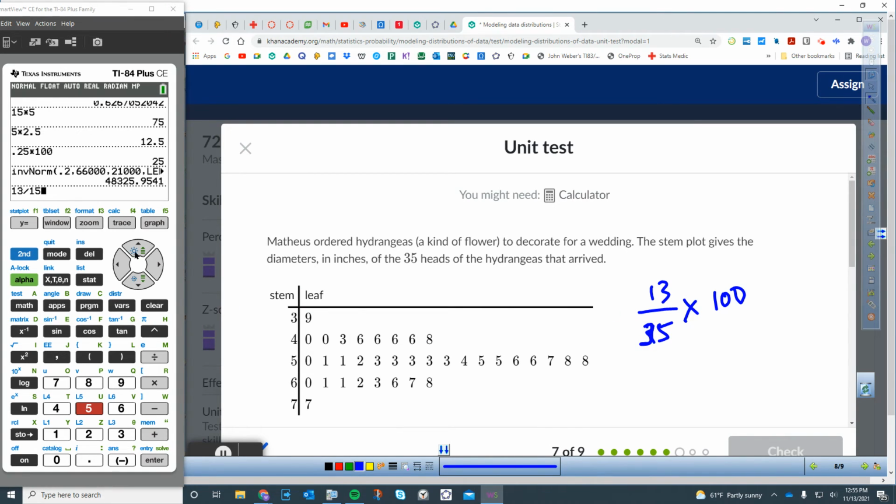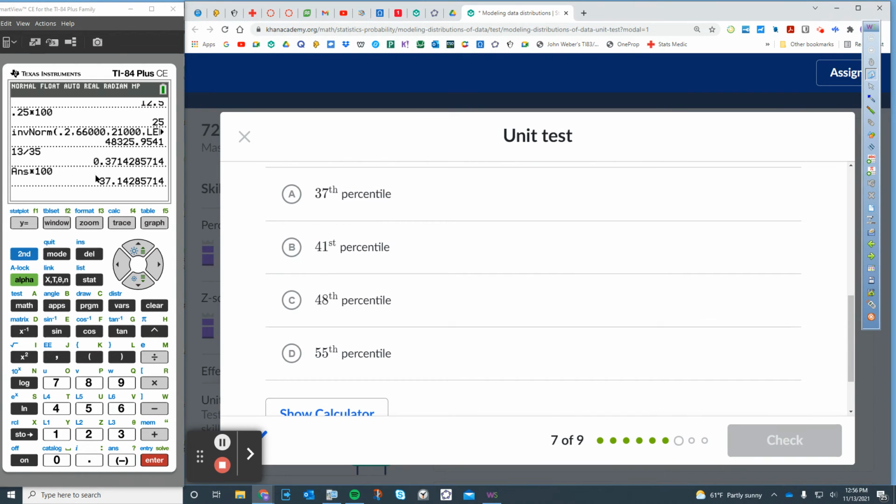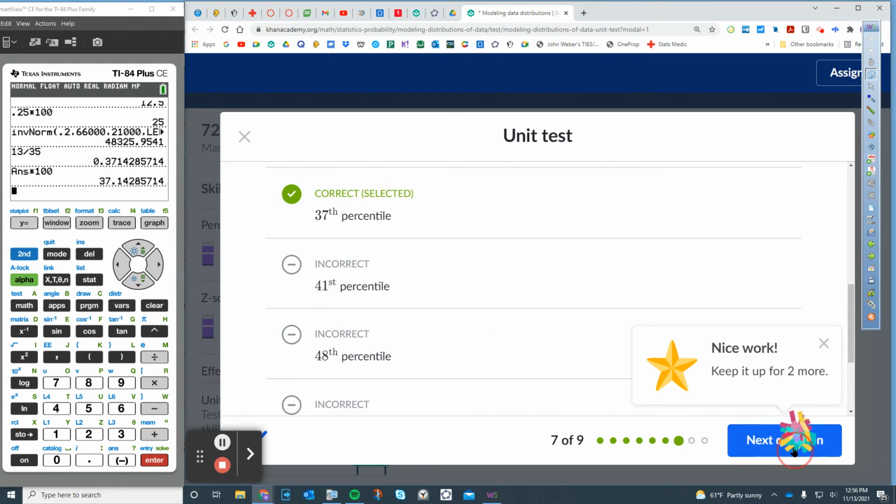35 flowers, right? So 35. I just want to make sure we count again. So we started from here: 1, 2, 3, 4, 5, 6, 7, 8, 9, 10, 11, 12, 13. So 13 divided by 35 and multiplied by 100. So it's approximately 37 percentile, which is right here. 37 percentile.